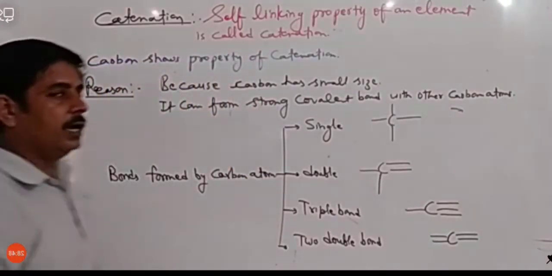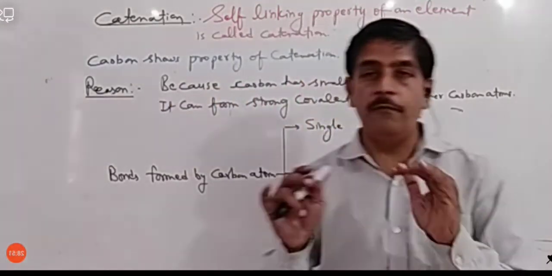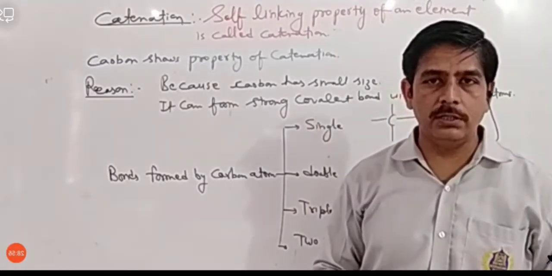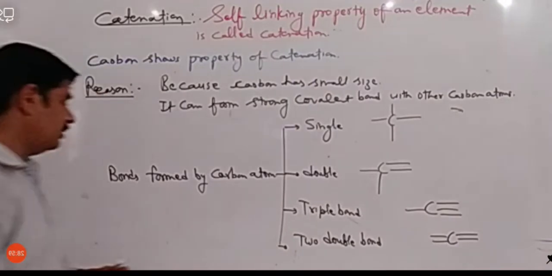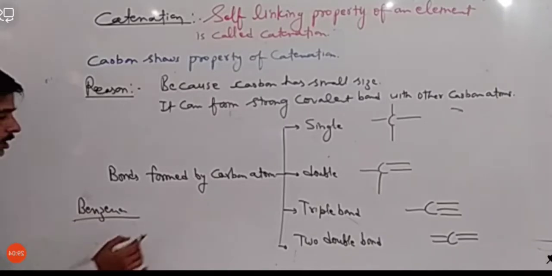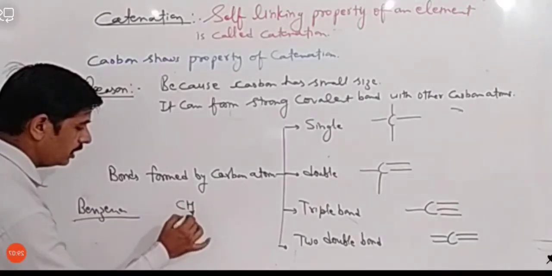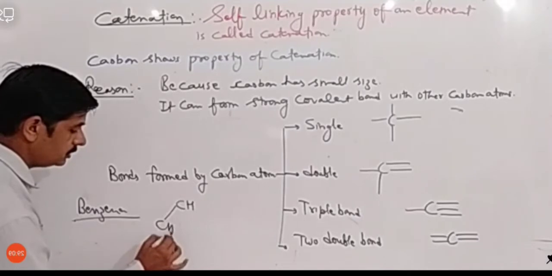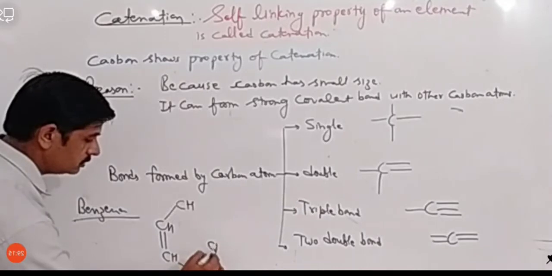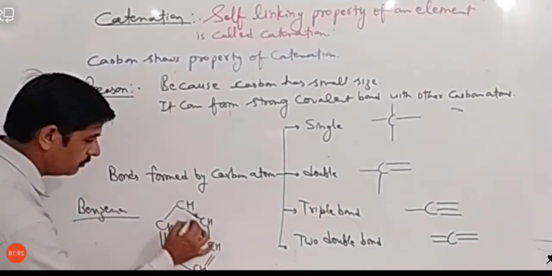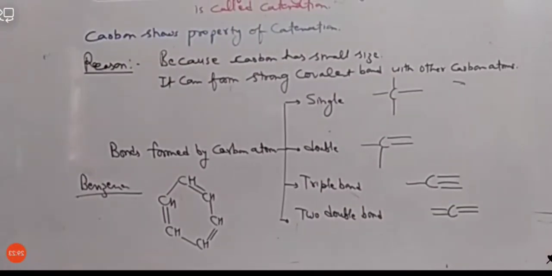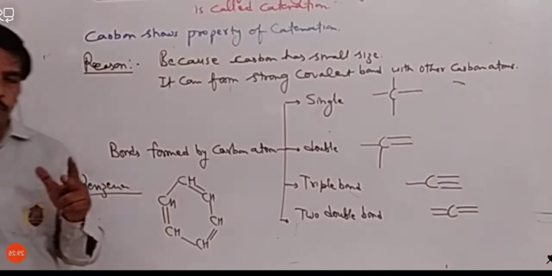But sometimes it also happens that carbon, due to catenation, can form a cyclic structure. It can also form a cyclic structure, and the example of a cyclic structure is benzene. In benzene, carbon has such a type of structure: CH single bond, CH double bond, CH single bond, CH double bond, CH single bond, and CH double bond. So this is the structure of benzene. Here you can see, in this structure, all carbons are showing 4 bonds.